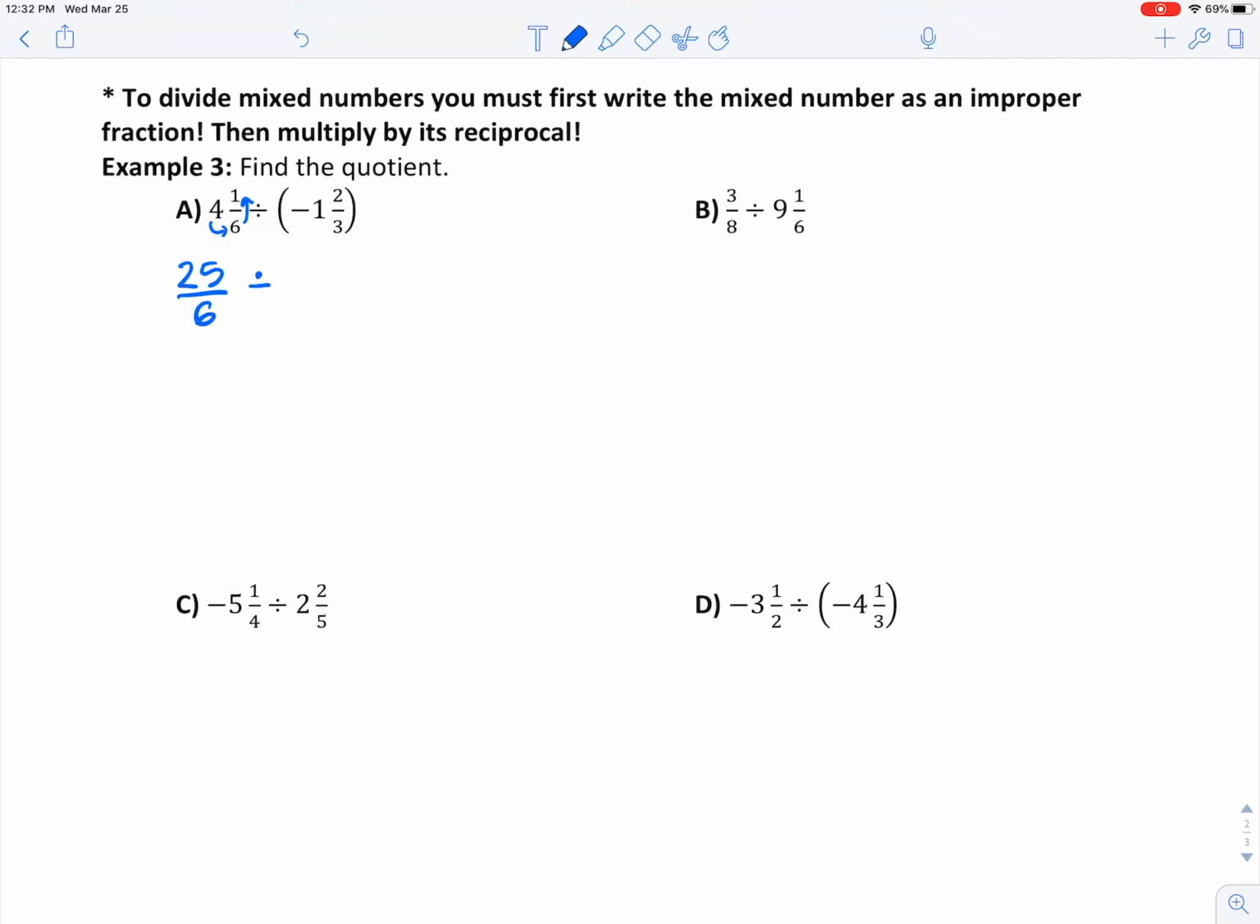I honestly am just going to immediately write this as it originally shows. So I'm going to include the division sign there, and then I'm going to rewrite this as an improper. So I know it's a negative. 1 times 3 is 3. 3 plus 2 is 5. So I get 5 over 3. Okay, now I can use that phrase: leave it, change it, and flip it.